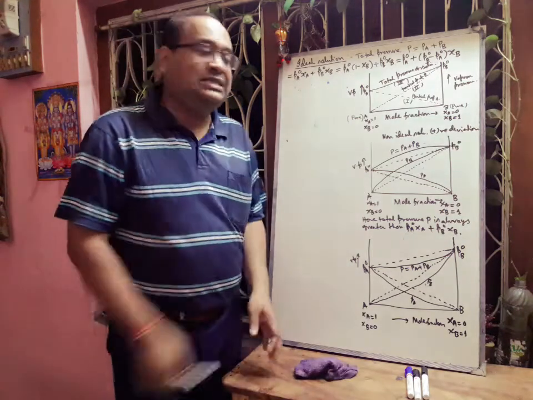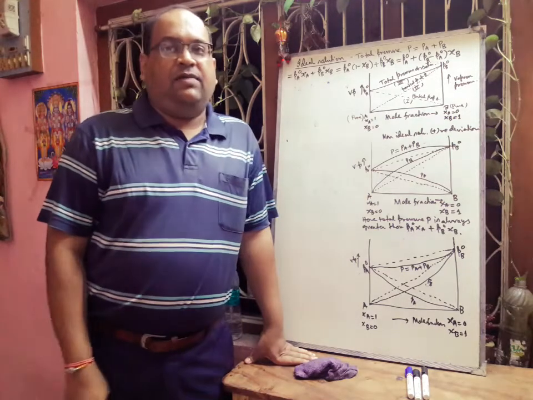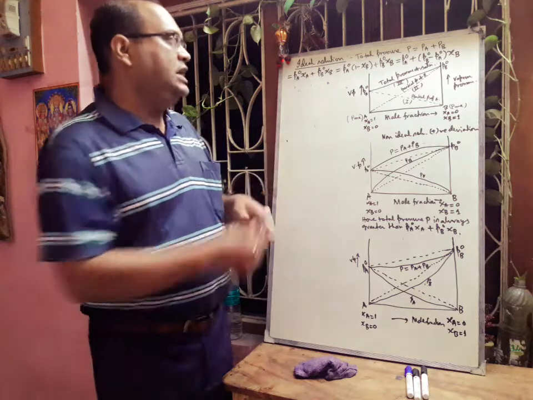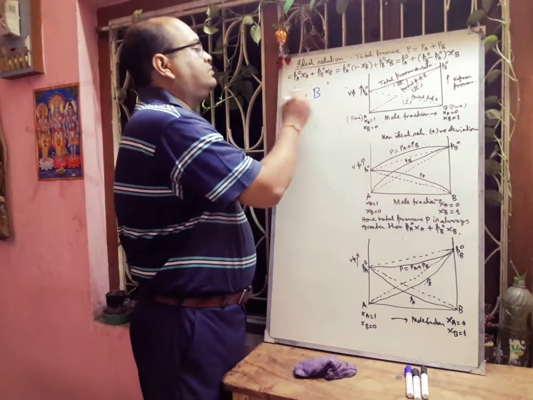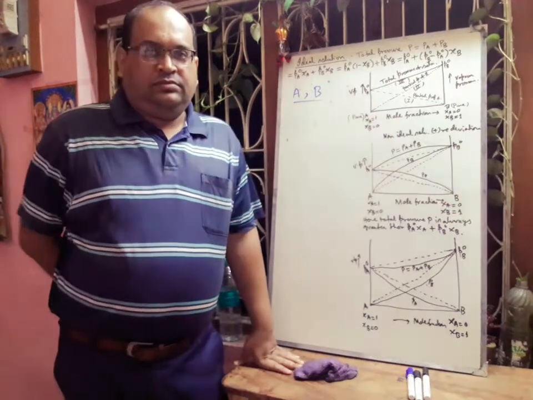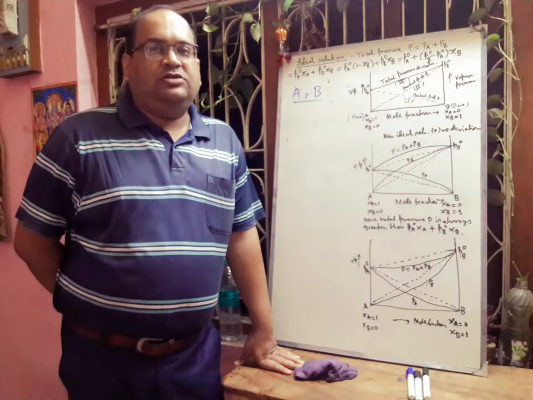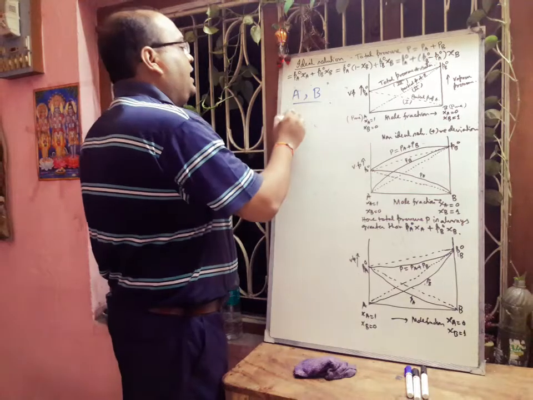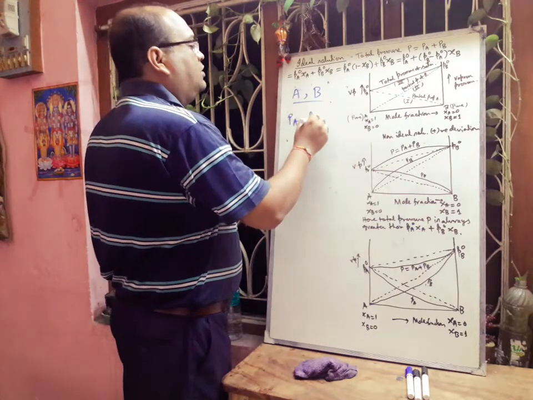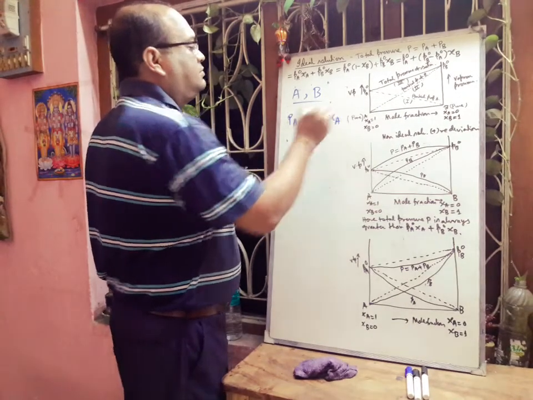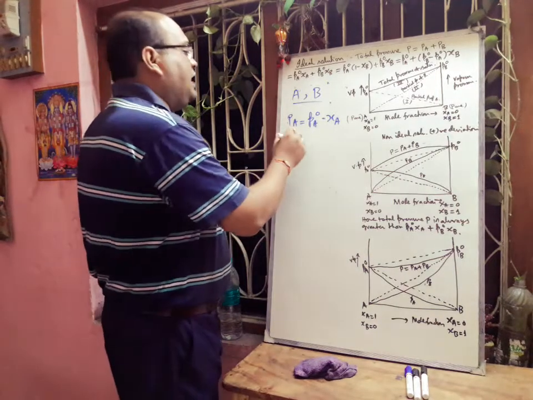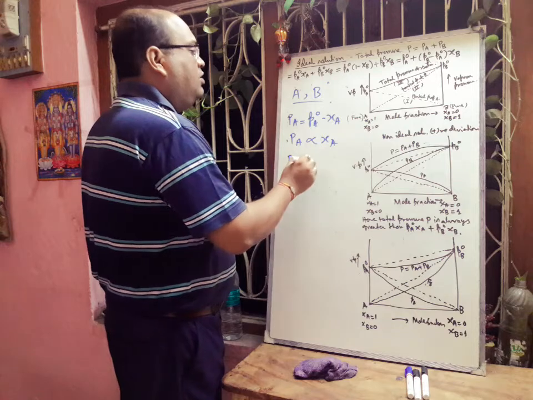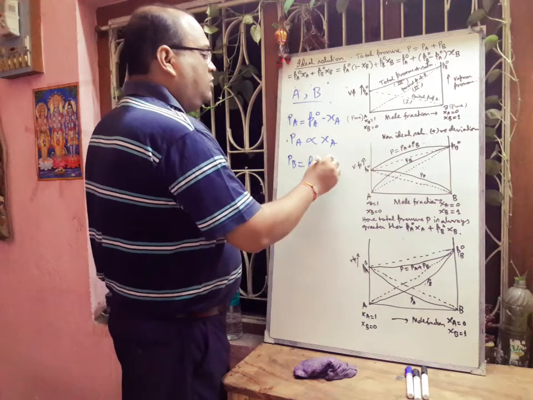Next we will discuss the graphical representation of the behavior of ideal solution. Consider two liquids, A and B, which we have already considered. They will form an ideal solution. Now according to Raoult's law, we already know that Pa is equal to Pa0 into Xa. So from here we can write Pa is proportional to Xa, and in case of Pb, it will be equal to Pb0 into Xb.